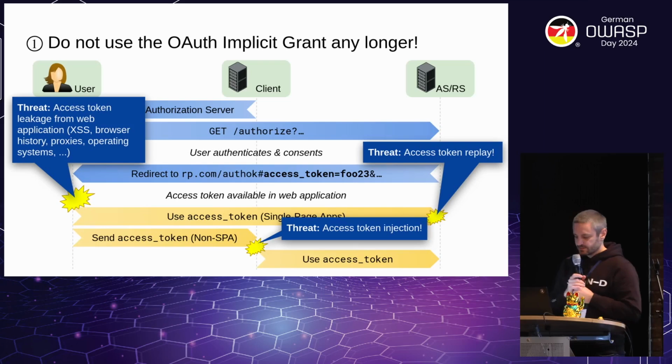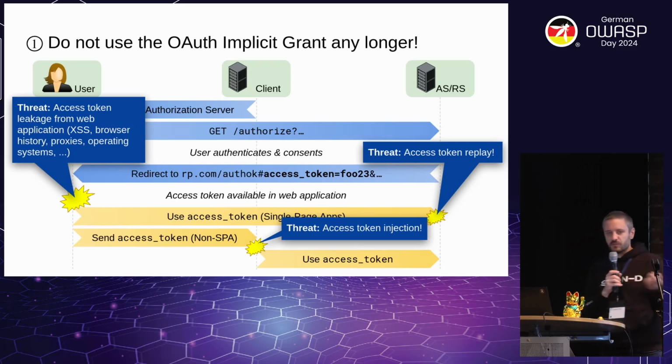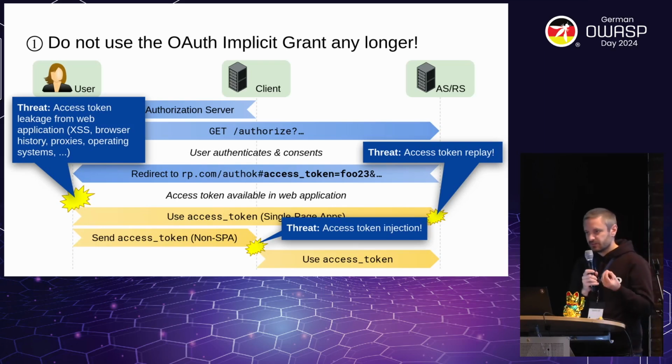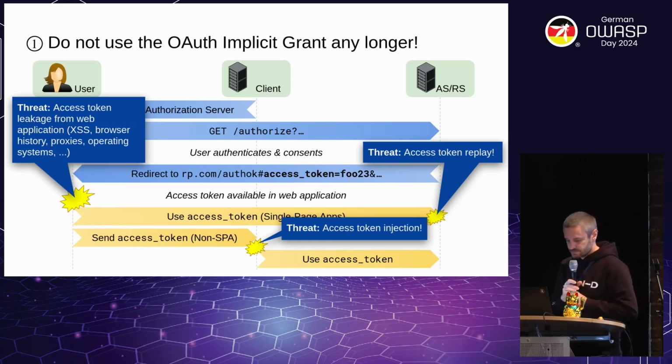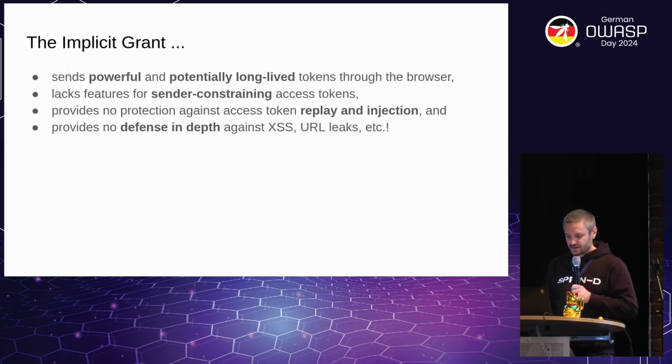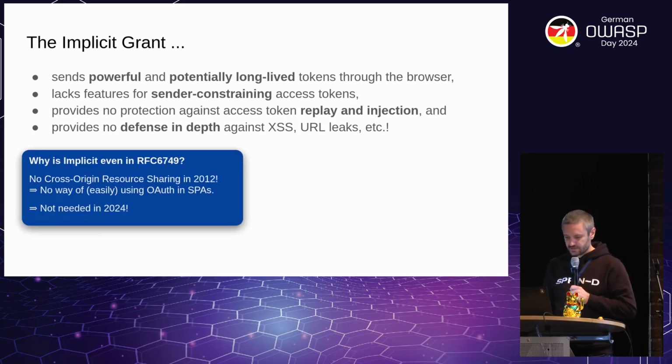And finally, there's a threat called access token injection, where you send an access token to the backend that is not the user's access token. So an attacker is able to convince the backend of a user that that backend should now use the access token of the attacker, which means that anything the user does doesn't happen in their own profile, but in the attacker's profile, which can lead to various problems depending on your exact application. So, the point is, don't use the implicit grant any longer, for all these reasons I already explained.